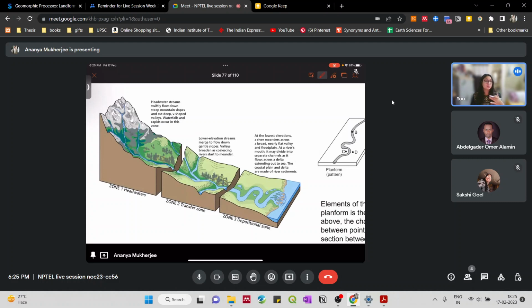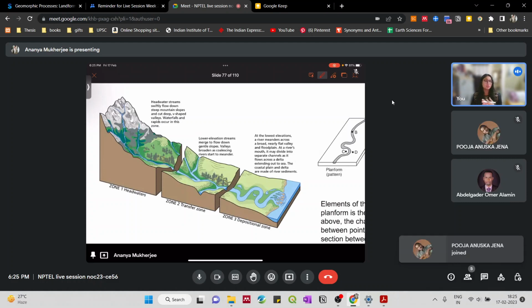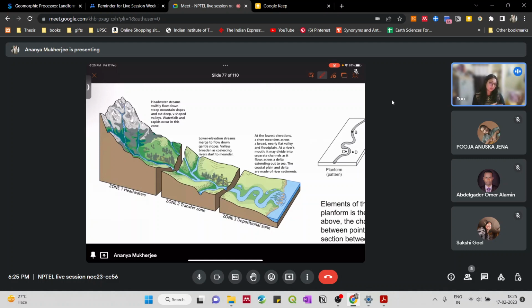Then you come to the lowest elevations, where it is closer to the mouth of the river. Okay, so where the deltas are being formed. So most of the depositional features are formed at the end or the mouth of the river.